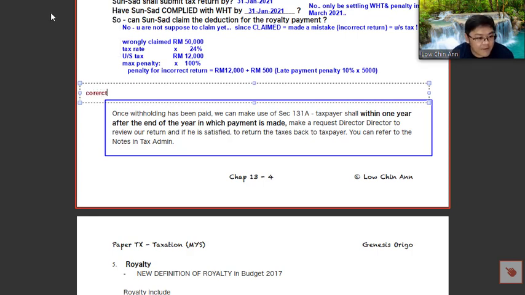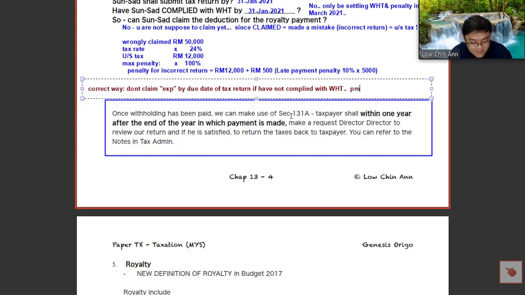So the correct way is don't claim the expense by the due date of the tax return if you have not complied with withholding tax. Don't claim. That's the correct way. And then once you have settled them later, you should apply to the Director General to return the excess taxes paid.